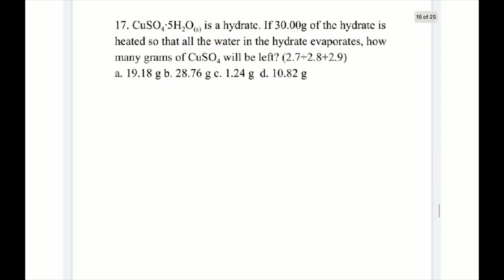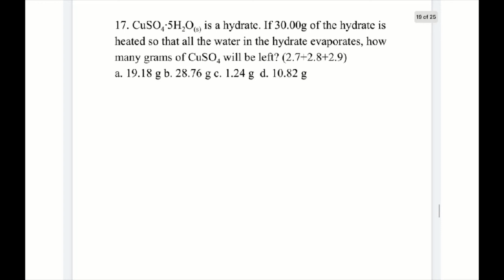Number 17. This one is a hydrate problem once again. So copper 2 sulfate and 5 waters. So copper 2 sulfate pentahydrate is a hydrate. If 30.00 grams of the hydrate is heated so that all the water in the hydrate evaporates, how many grams of copper 2 sulfate will be left?